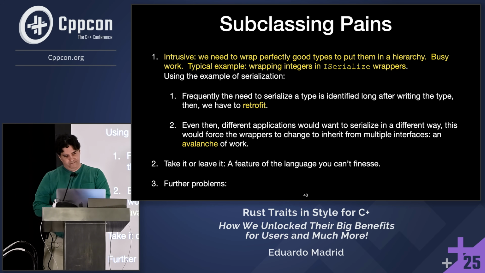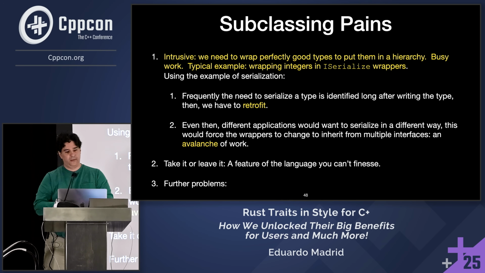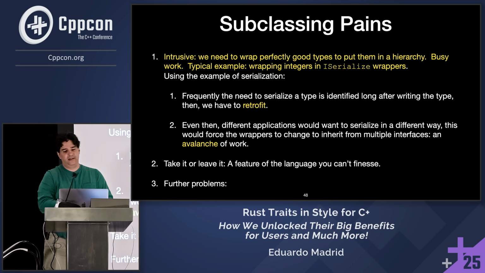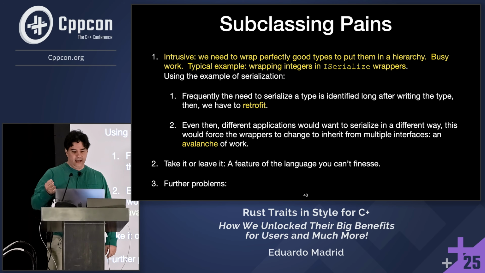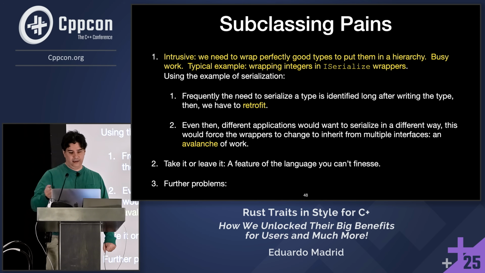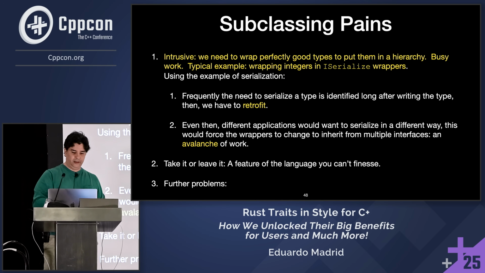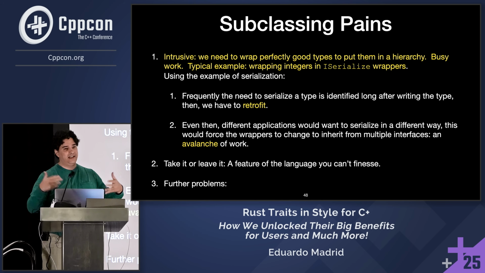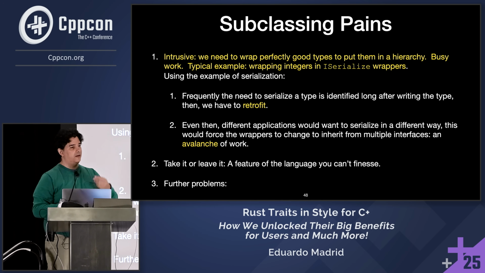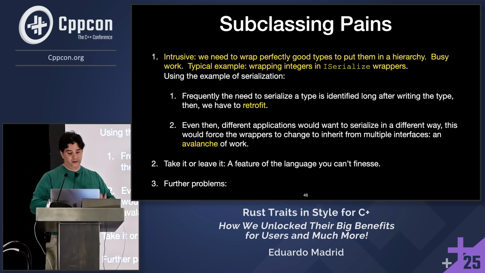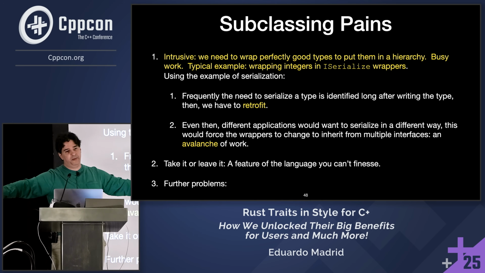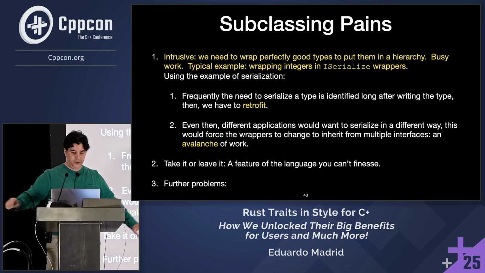Okay, so the subclassing pains are that we need to wrap perfectly good types to put them in a hierarchy, and that's busy work. And the typical example is wrapping integers in something like a serialization interface. And you already explained the problem of retrofitting and the problem of avalanching when you want your types to participate in several subtyping relations simultaneously. So it's much better that both of them are a separation of concerns principle away from each other.